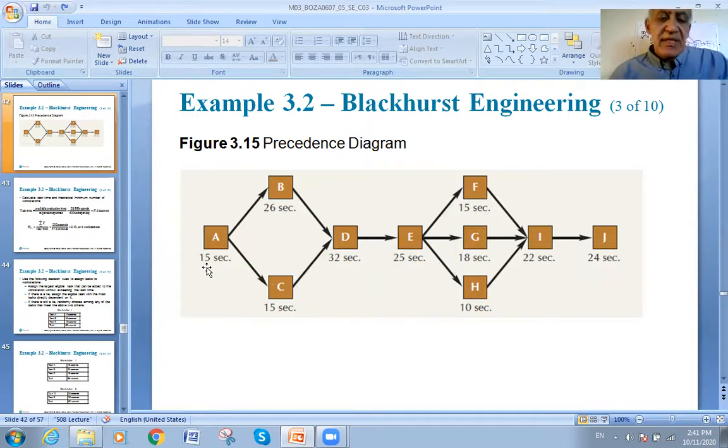Again, stage one is A and B and C. Stage two will be D and E. Stage three will be F and G and H. And stage four will be I and J.